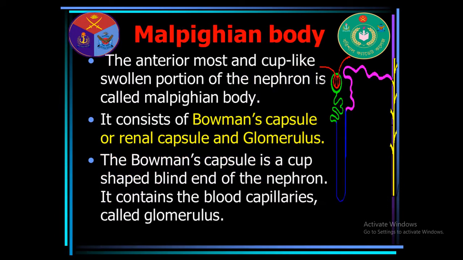Malpighian body. The anterior-most, cup-like swollen portion of the nephron is called the Malpighian body. It consists of Bowman's capsule and the glomerulus. This green part is called Bowman's capsule, and here there are capillaries, which are called the glomerulus. So the glomerulus and Bowman's capsule together are commonly known as the Malpighian body.